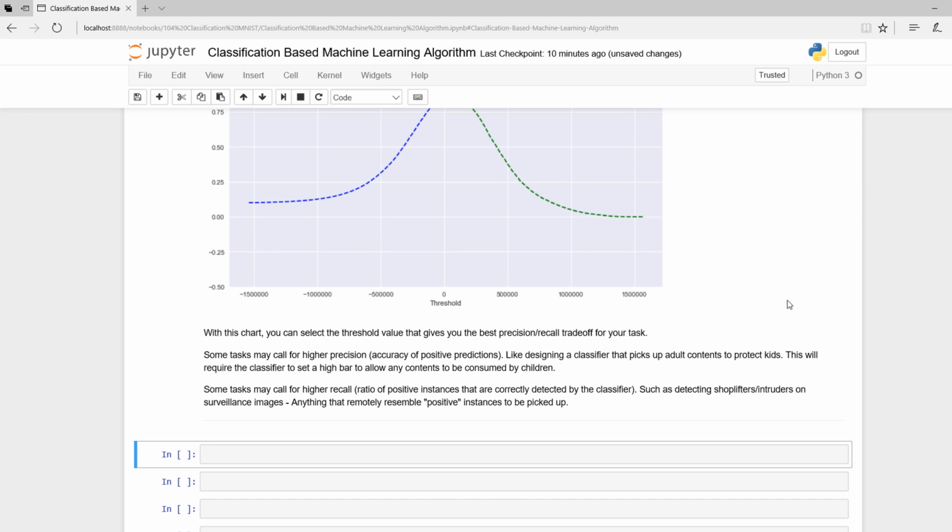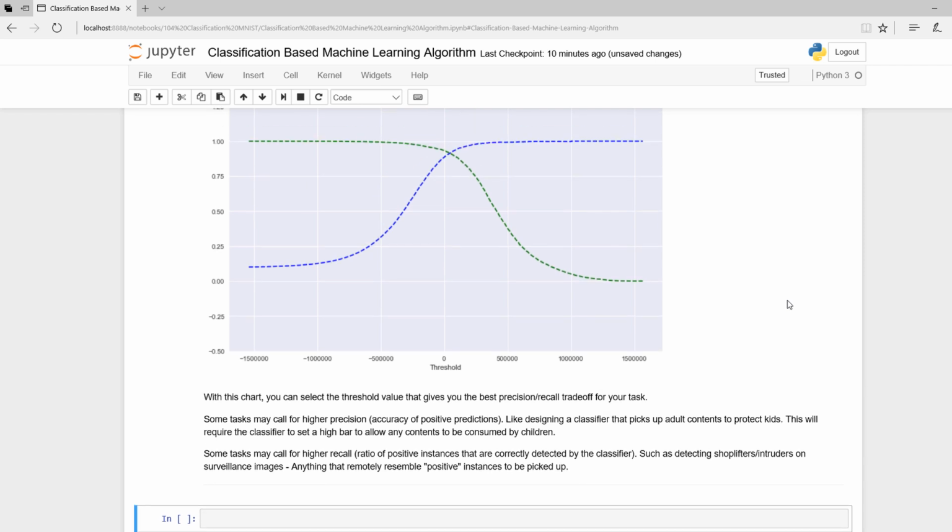So with this chart, you can select the threshold value that gives you the best precision recall trade-off for your specific task. Now, this is where understanding the business problem comes in. Some tasks may call for higher precision, meaning the accuracy of positive predictions. This is important, like designing a classifier that picks up adult contents to protect kids. This will require the classifier to set a very high bar to allow any contents to be consumed by children. So that's really asking for very high precision.